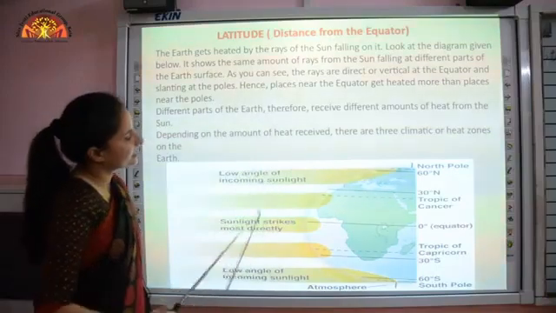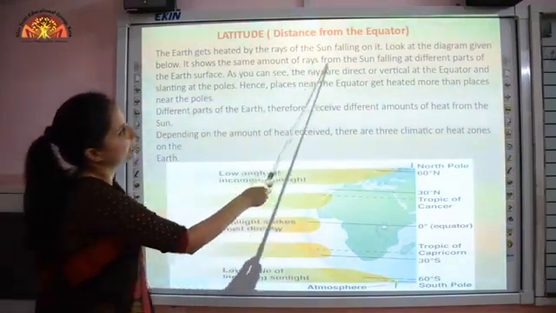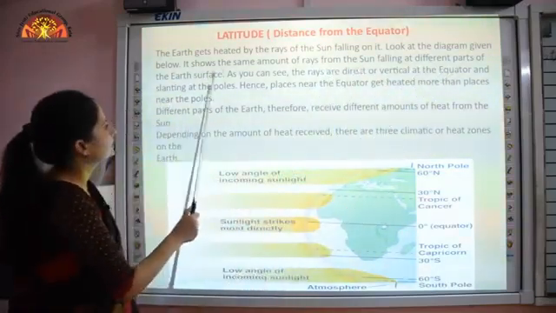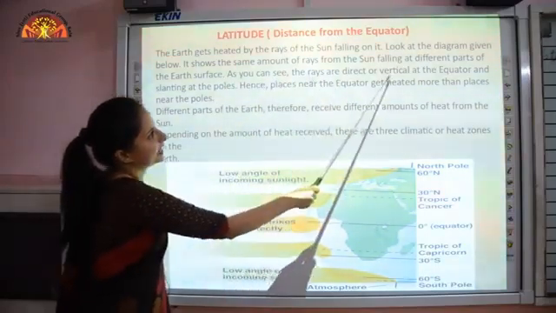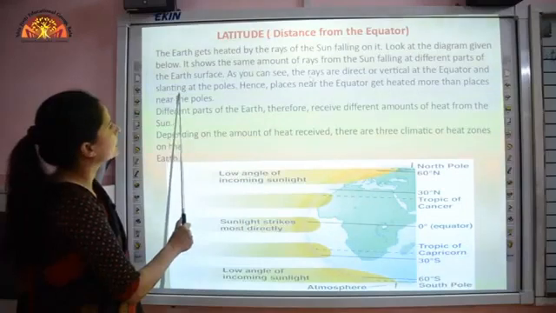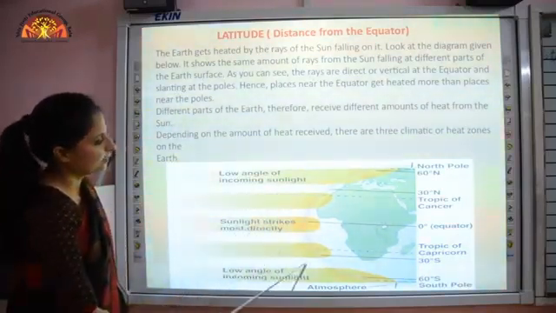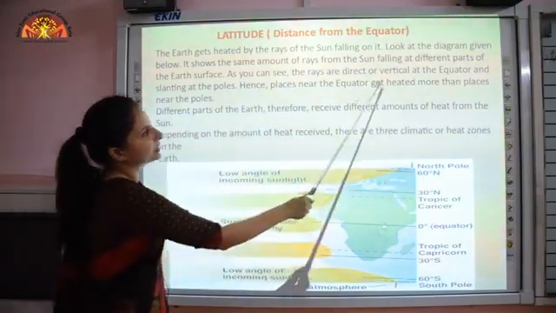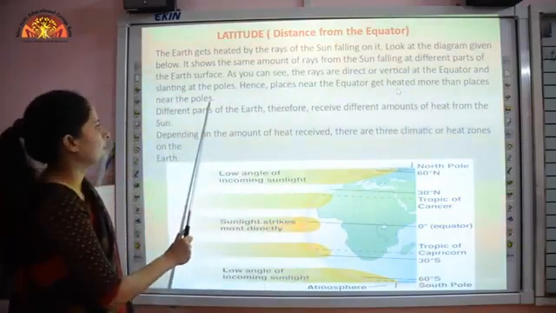As you can see in the diagram, it shows the same amount of rays from the sun falling at different parts of the earth's surface. As you can see, the rays are direct or vertical at the equator. Here you can see this, and they are slanting at the poles. Hence, places near the equator get heated more than places near the poles.